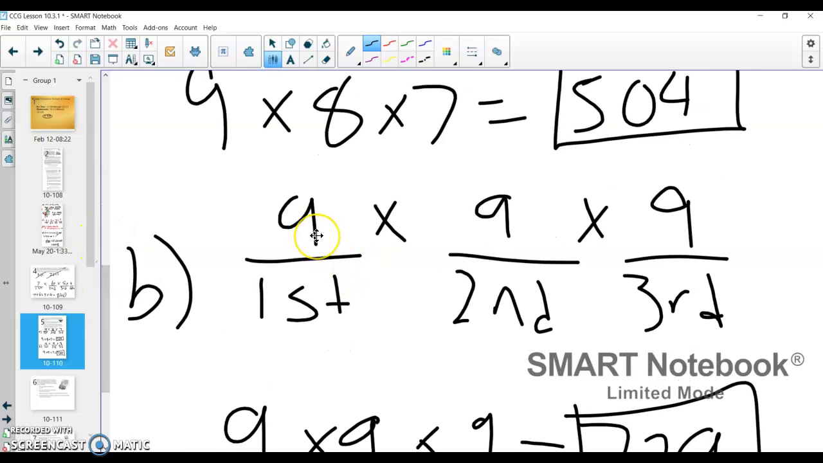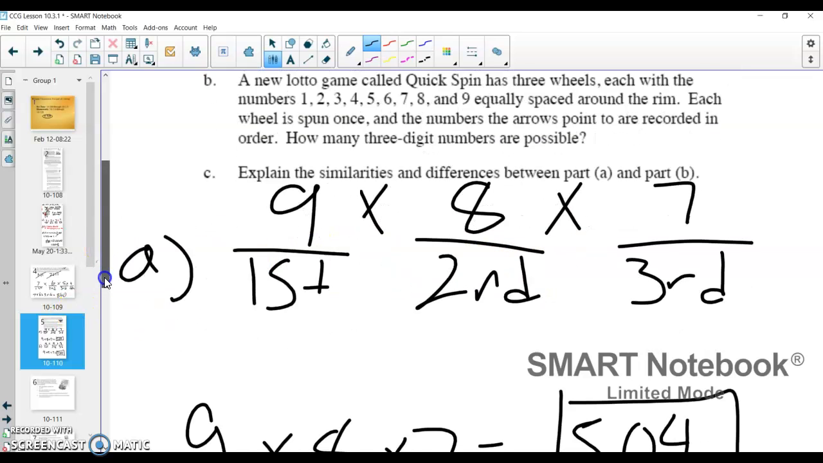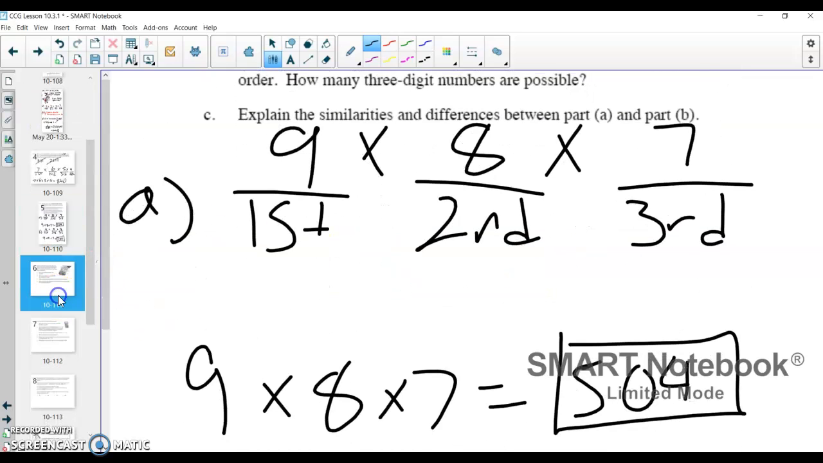Whereas in B, you have 9 possible choices in spin 1, and then you're spinning another wheel that has 9 possible choices, and then you're spinning a third wheel that has 9 possible choices again. So we're not losing a number every time, like we did in problem number 1. All right, so we have that similarity, at least in the decisions, but the thing that's different is our choices for each decision.